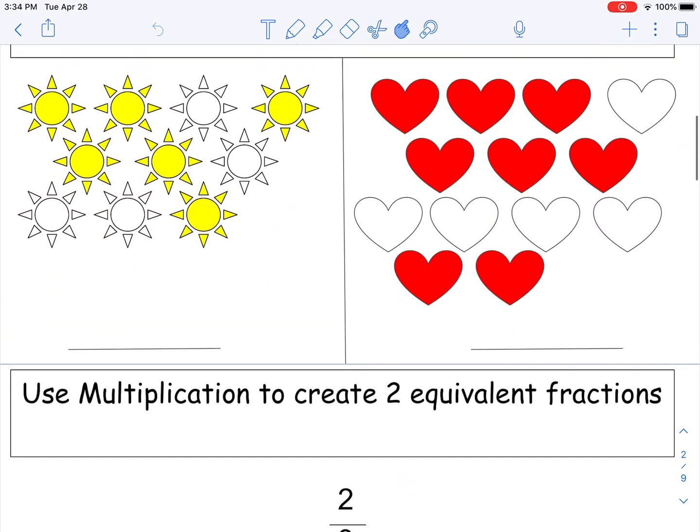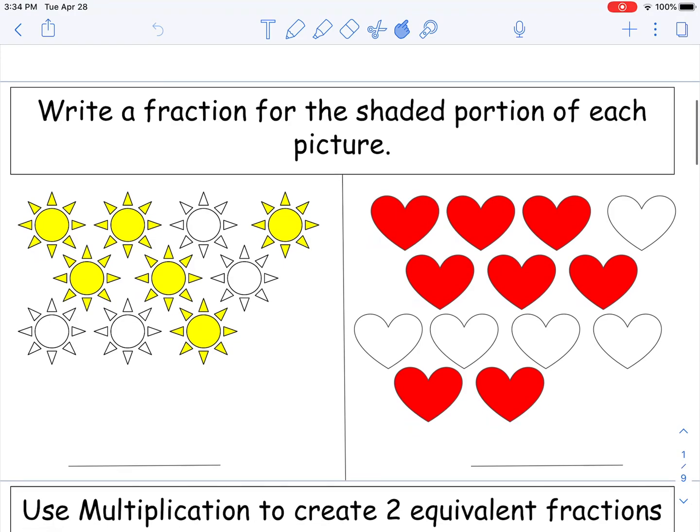All right, fractions. First one here. We're going to write a fraction for the shaded portion of each picture. So we have some suns. And we figure out our denominator by how many total suns we have. So I'm going to count. I see 1, 2, 3, 4, 5, 6, 7, 8, 9. There are 10 of them total, so that's my denominator.